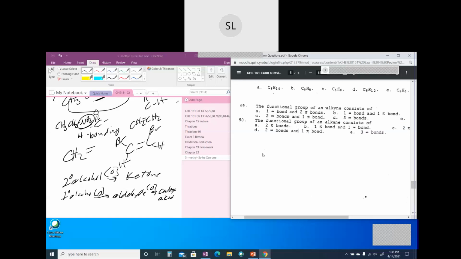Functional group of an alkyne is a triple bond. You have a sigma and 2 pi. The functional group of an alkene is a sigma and 1 pi. And that is the end of all 50 of those problems.